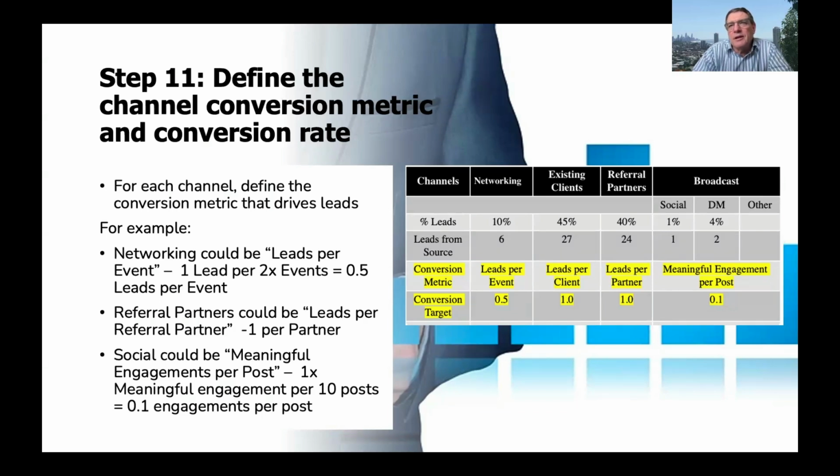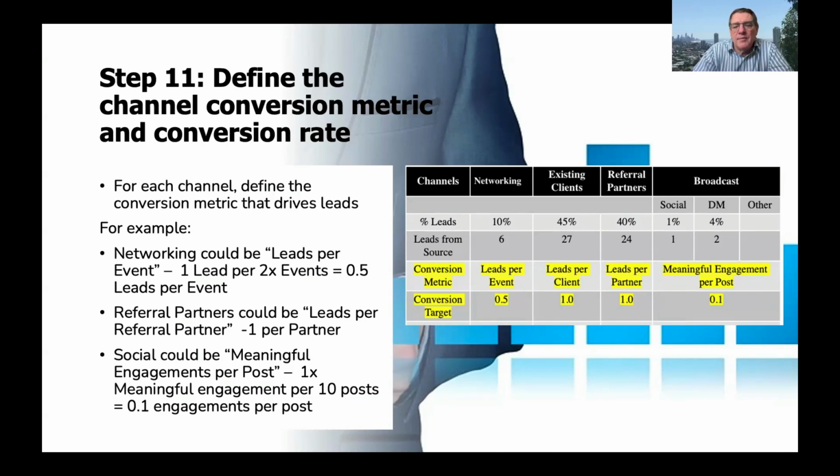So if I think about networking, what's a conversion metric there? How am I going to get these leads? Quite often it's something like leads per event. For every event I go to, I pick up a lead. I've looked back at my model and what I do. Roughly, for every 2 events I get to, I probably get 1 decent quality lead out of it. I also get referral partners and other things. You might think about referral partners and go, well, if I got 1 lead per referral partner per year, I'd be pretty happy. Just put some numbers in there.